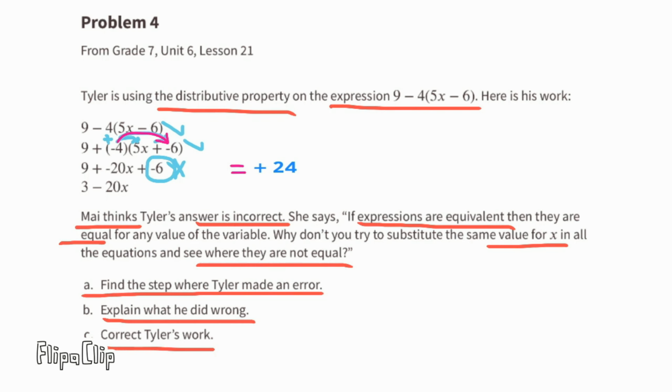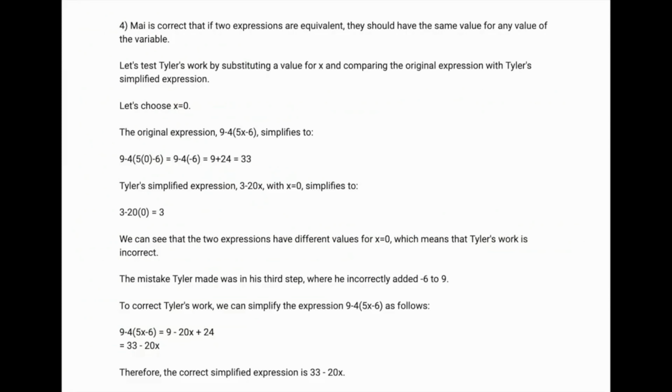To correct Tyler's work, we can rewrite it as 9 plus a negative 20x plus 24, or 9 minus 20x plus 24. We can collect like terms. There's one term with an x in it, so we can bring that down, negative 20x. And there's 2 terms without the variable, 9 and positive 24. Well, 9 plus 24 is positive 33. So this expression is negative 20x plus 33. I've written down the steps for problem number 4, so you can pause the video if you need to.